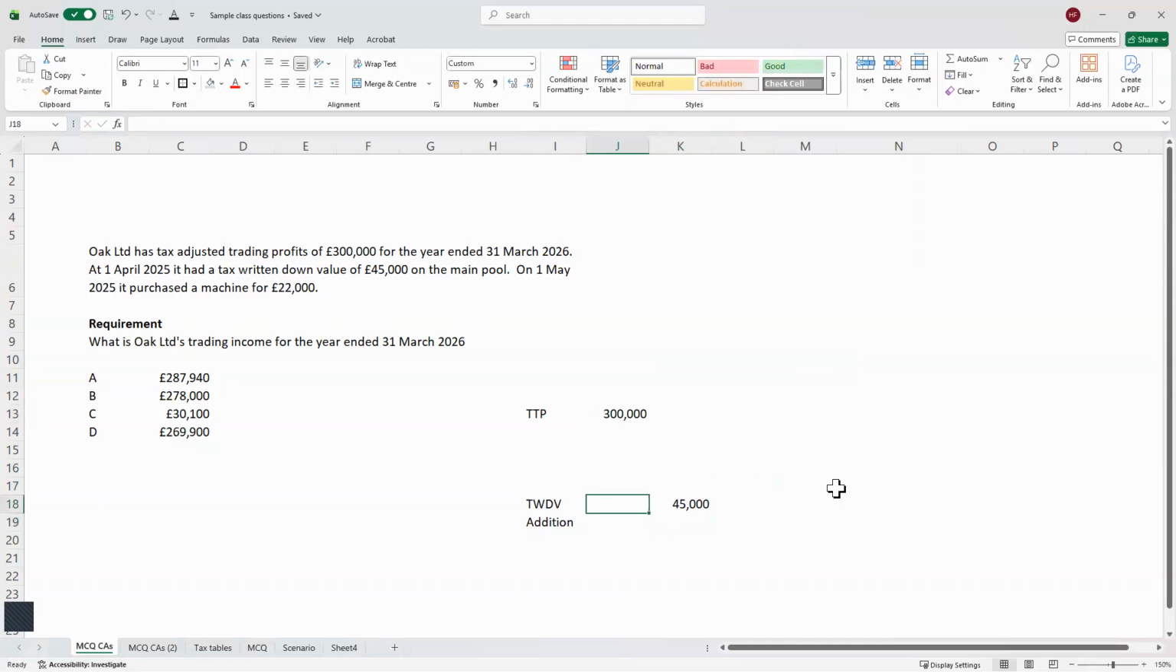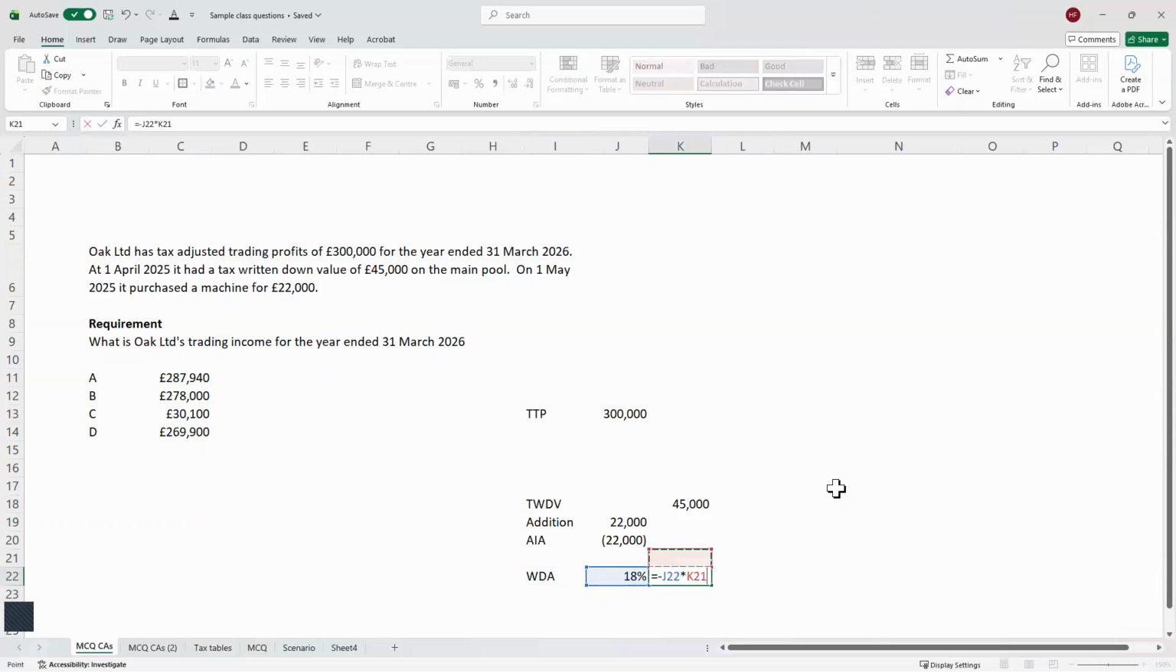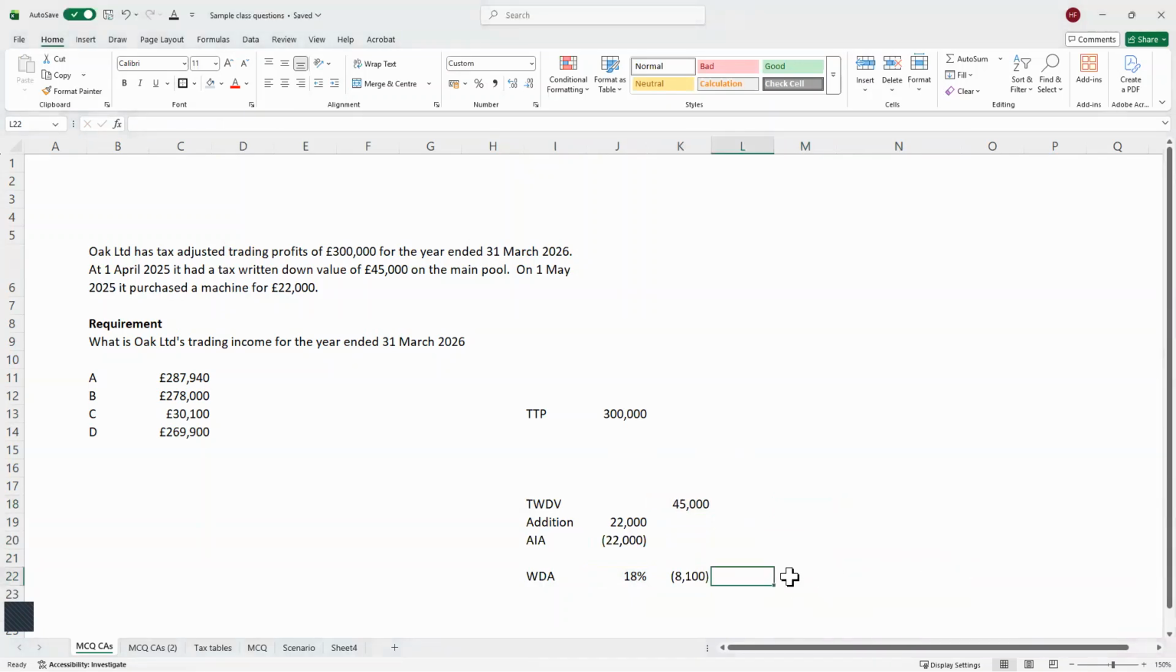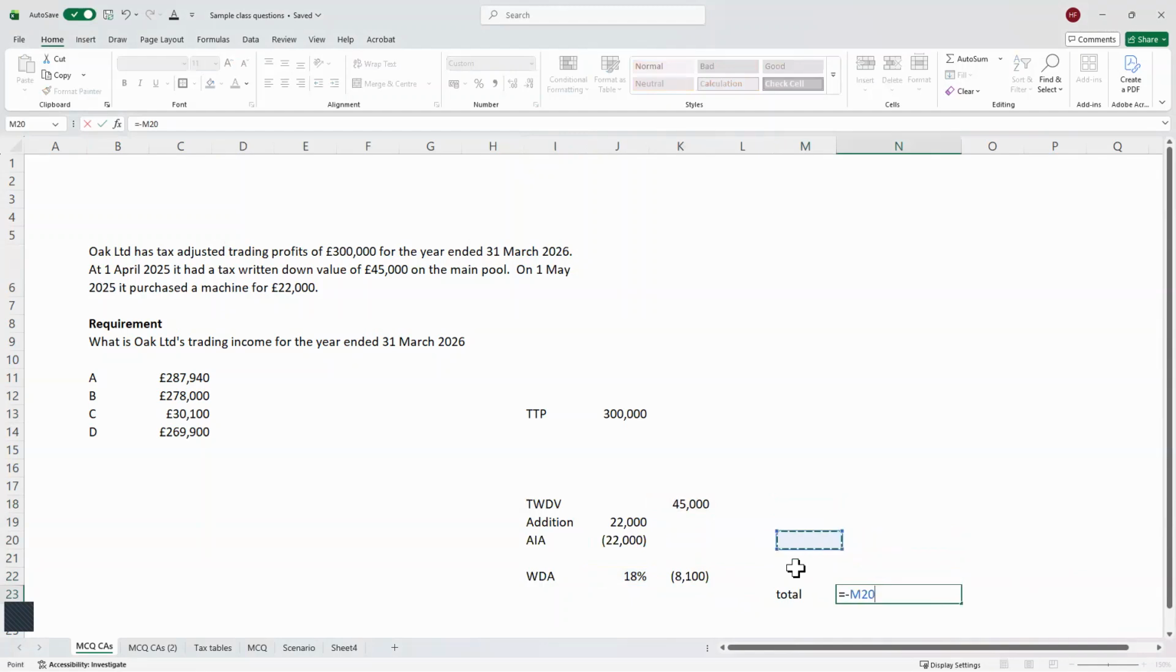With the addition, we know this will qualify for 100% annual investment allowance. So we'd have the addition of £22,000, and then the annual investment allowance of £22,000. We'd then also have our writing down allowances due in the year, which we know are at 18%. So we can take the £45,000 and multiply by 18%, and we'd have capital allowances of £8,100 here. So the total allowances would be £22,000 and the £8,100, which is £30,100.